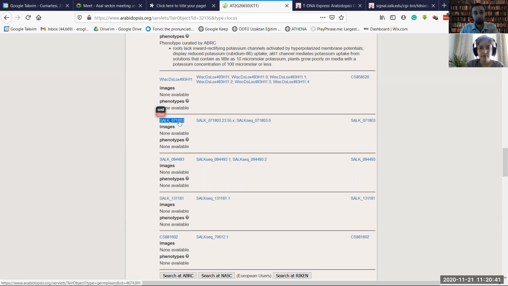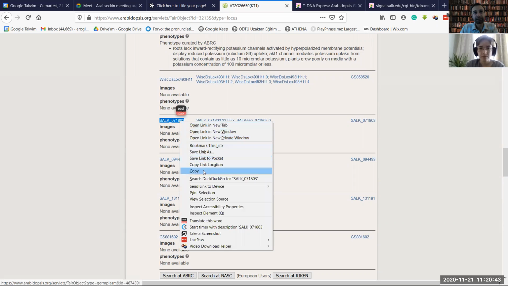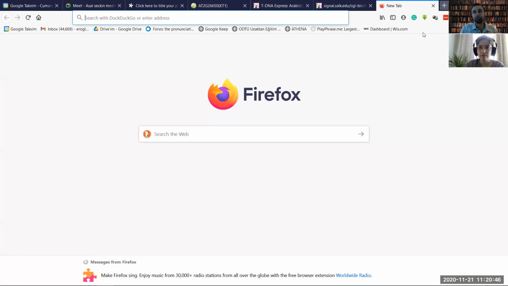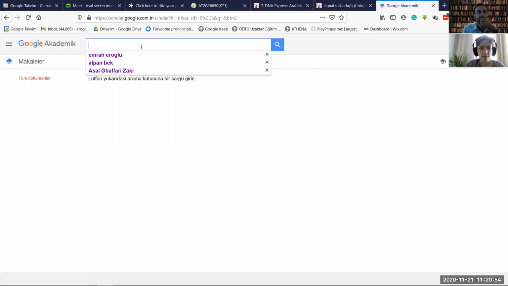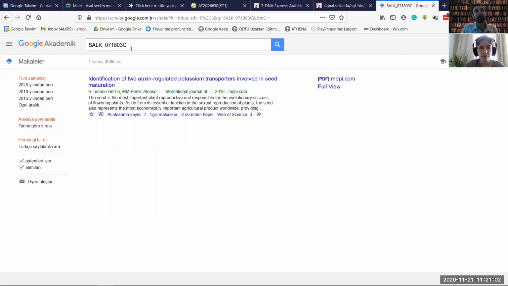Maybe nobody used it. What you can do now is copy and paste this name, and it may hit some literature, but it may not as well. Sometimes you need to put C if it's homozygous. Sometimes they show like this. You see, when I put C, then, did you see it, right? There's an article using this line. So you need to put C at the end of the name if it is homozygous. Maybe it's an important thing to note down.